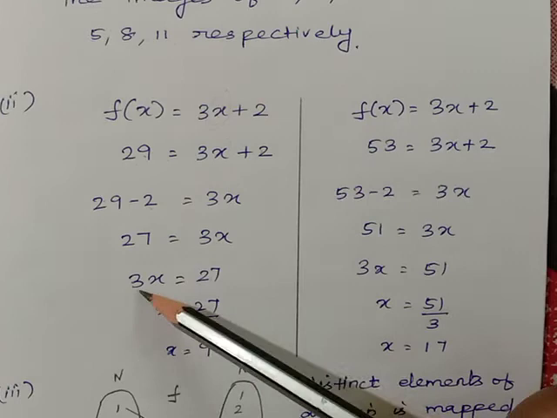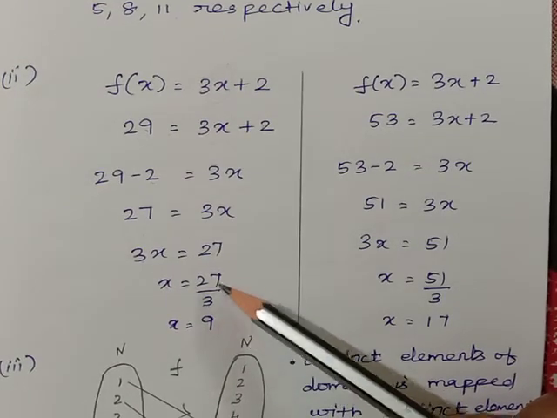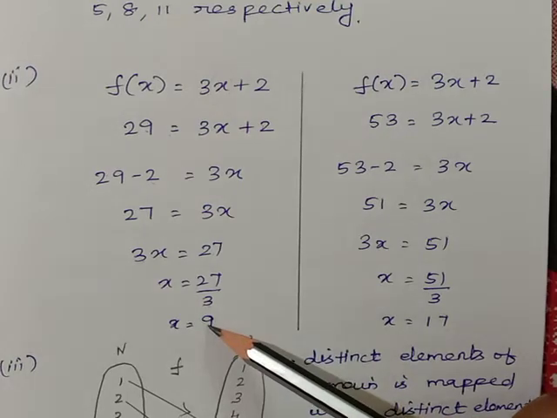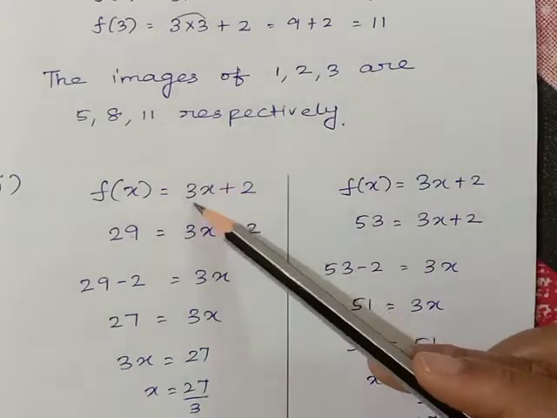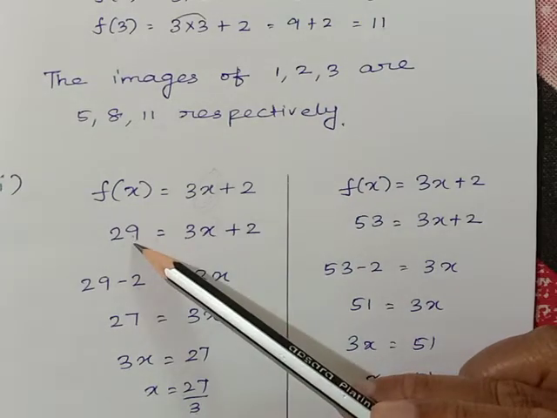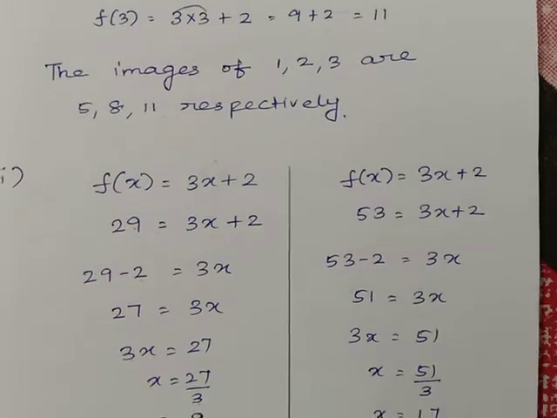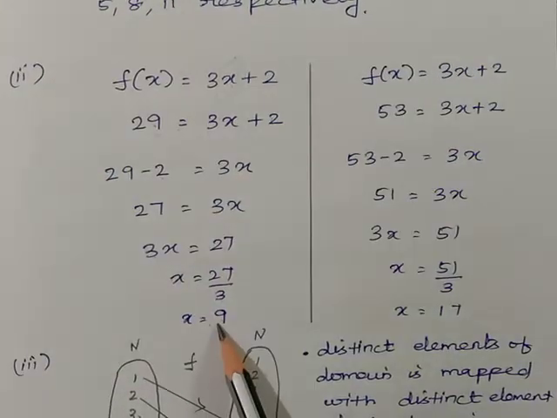x equals, 3 is in the terms of multiplication, when taken to the other side becomes division. 3 divides 27 nine times. Therefore, when you substitute the value of 9 in the place of x, your answer will be 29. So the pre-image of 29 is 9.